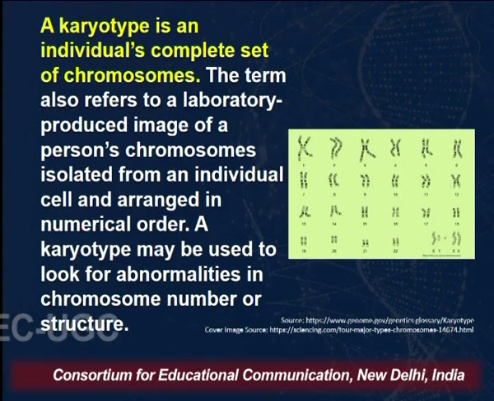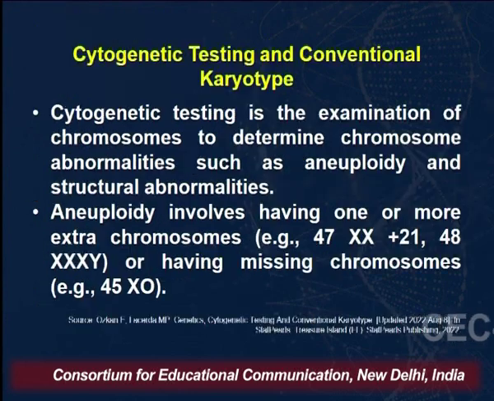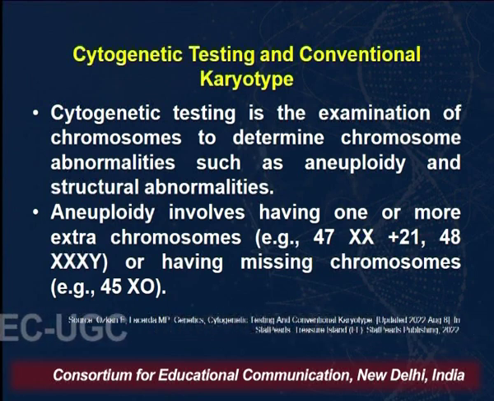isolated from individual cells, and then arranged numerically, which means that the first, second, third, fourth chromosomes are arranged like this. Now, these karyotypes help us to look into the abnormalities of the chromosomal number or the structures which are there. The karyotype plays a very important role in cytogenetic testing and checking the change in the chromosomal number. There is a term called aneuploidy.